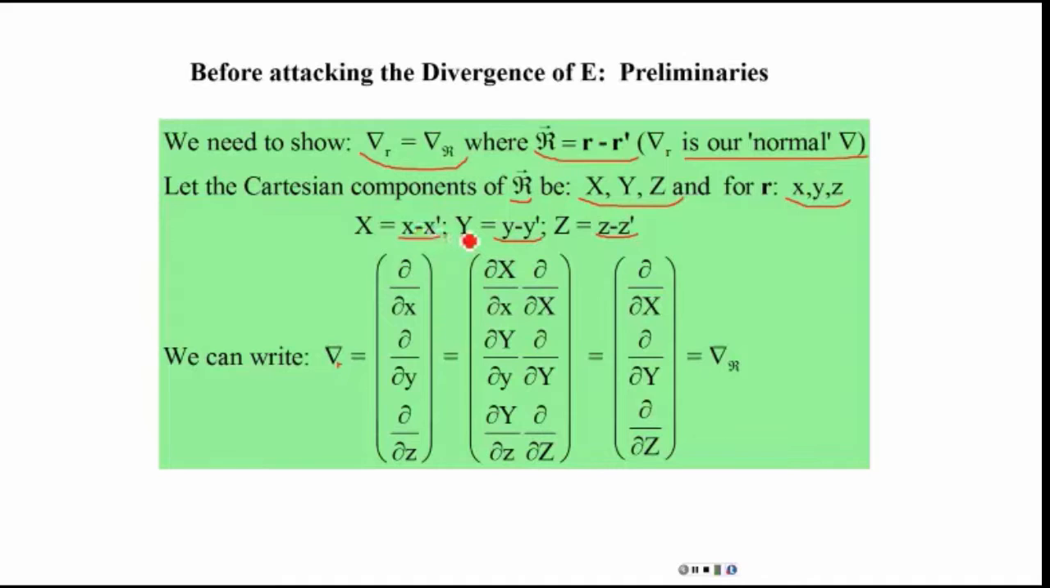The same goes for y and z, so these factors each give you a 1. Therefore, when you substitute in the 1, you get the column vector of the partials with respect to capital X, Y, Z. All we've done is replace these, so we claim that this vector equals this one, which equals this one, which is del of funny r. So we've actually shown this equality.